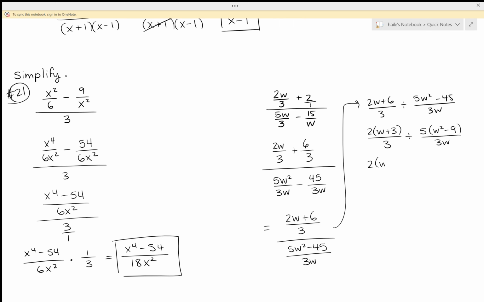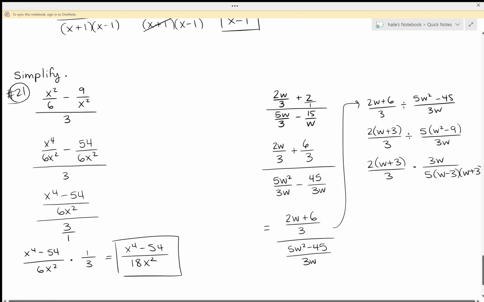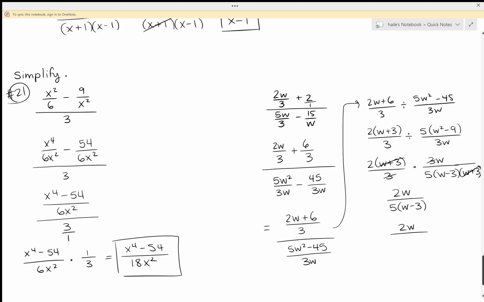So we have 2 times w plus 3 over 3 times 3w over 5 times w minus 3 times w plus 3. So that's just a difference of squares with the w squared minus 9, so I can factor that again. Now I look for the things I want to cancel. So 3 cancels with 3, w plus 3 cancels with w plus 3. And so I'm left with 2w over 5 times w minus 3. So last step, we just distribute that 5 back in, so we get 2w over 5w minus 15.